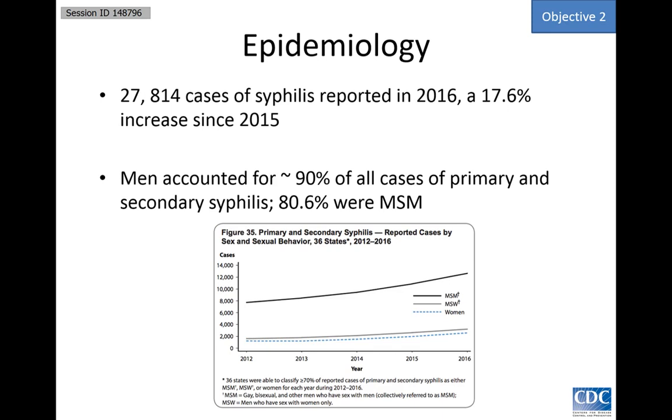During the years 2000 to 2016, there was a rise in the rate of reported primary as well as secondary syphilis, and the cases were most common in men. Out of all those 27,000 cases reported, 90% were reported in men, and out of that, 80.6% were in MSM. So you can definitely see the difference between men and women.